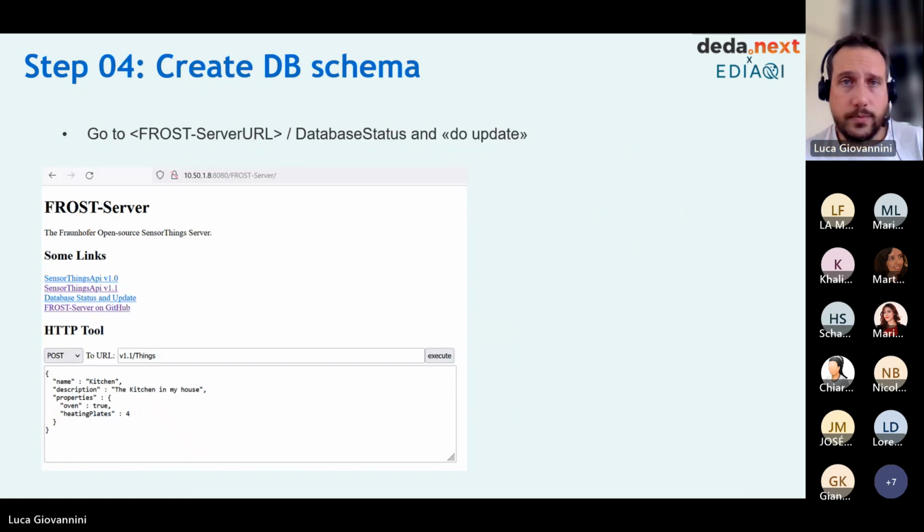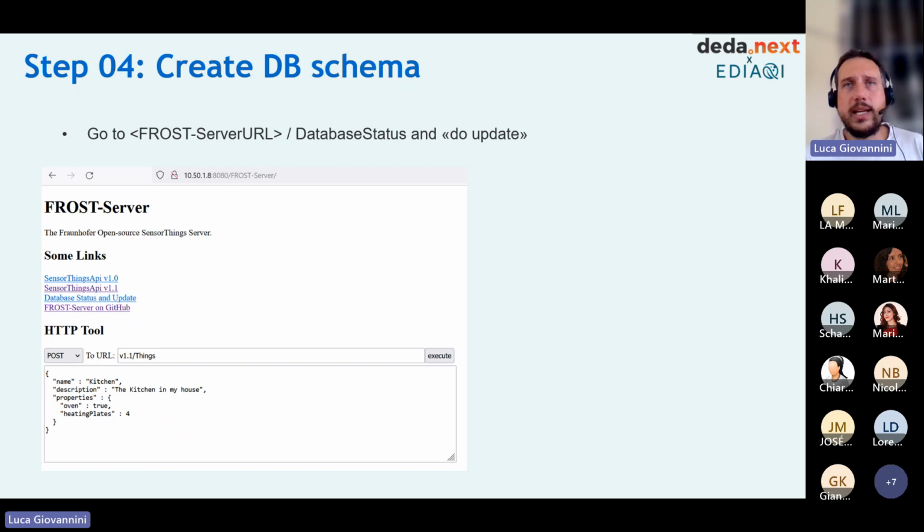Then again, there's a further step, the fourth step. Now, so we have downloaded the application to be installed in Tomcat. We have installed it in Tomcat.